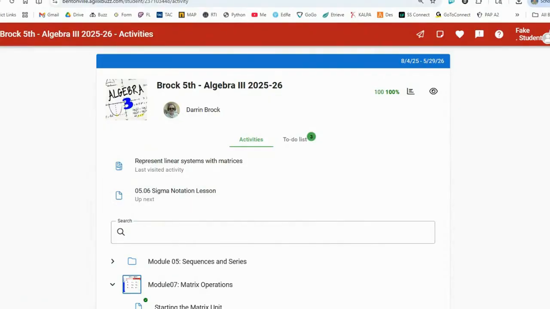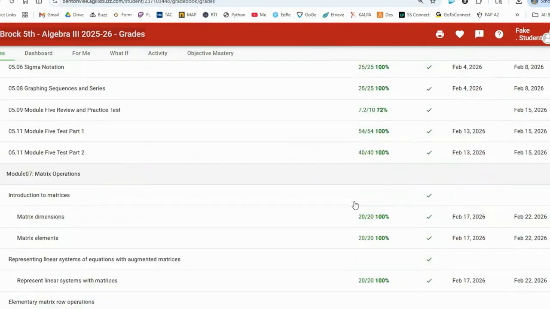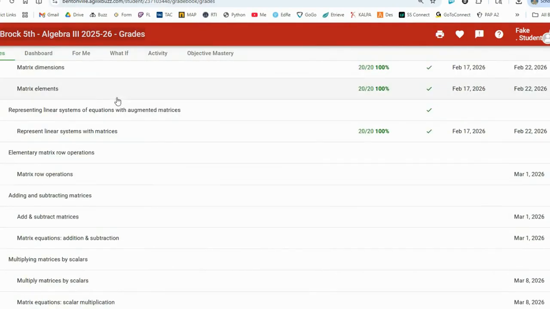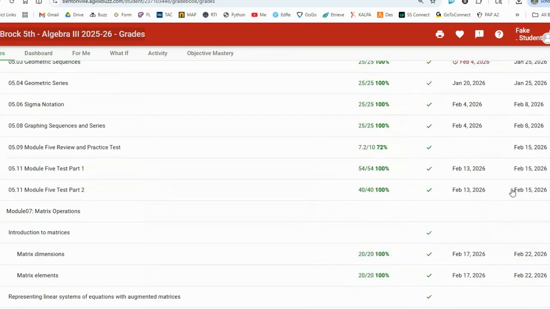Let me put this up and see how much we get covered in just a short amount of time. Looking at what we're doing this week, our grade screen. Last week we had matrix dimensions, matrix elements, and representing linear systems. With this matrix stuff, it's a little more confusing, so be sure to check the grade screen often to figure out what you're doing this week.